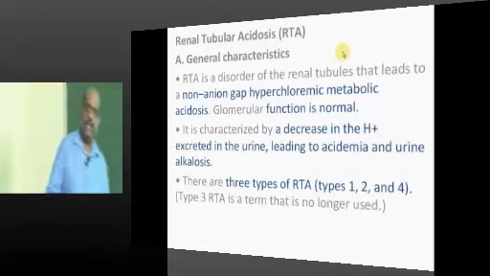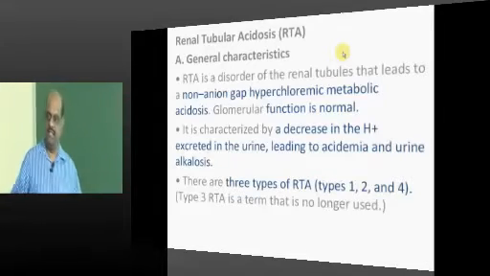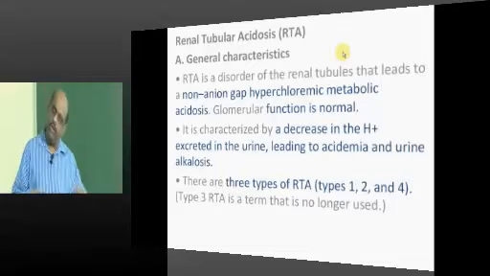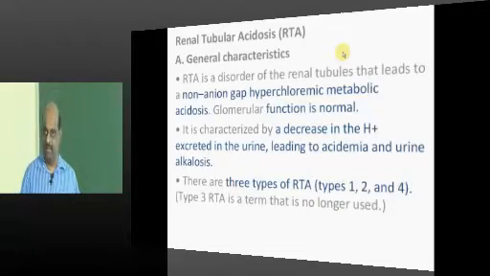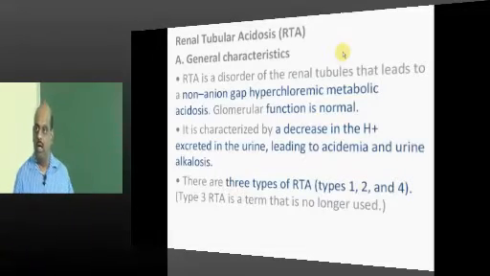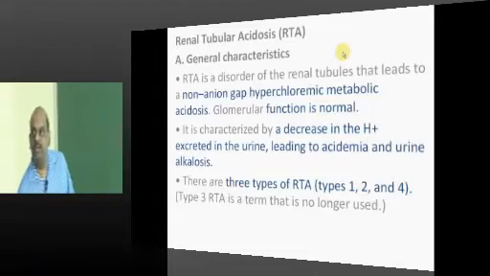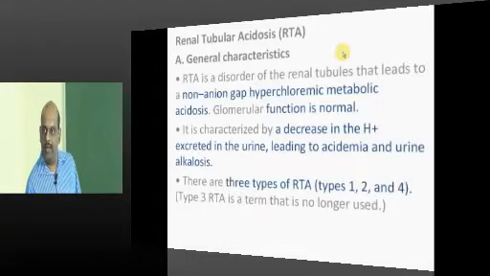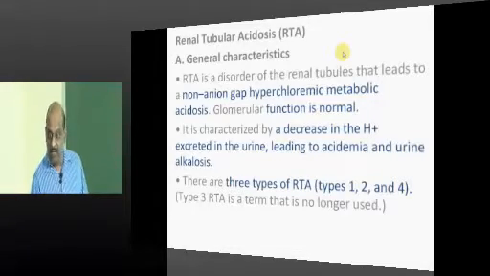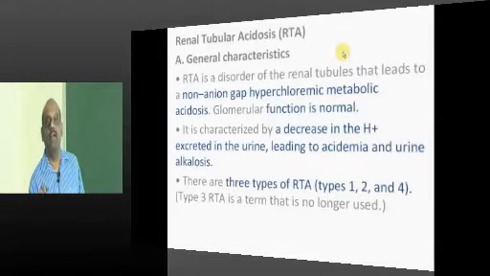Your ketone bodies are acid, urea is acid, a lot of metabolites in our body are all acidic. So the distal tubule's function is, acid is after all H plus ions. It will actively secrete the H plus ions, that is the function of the collecting tubule and distal tubule.